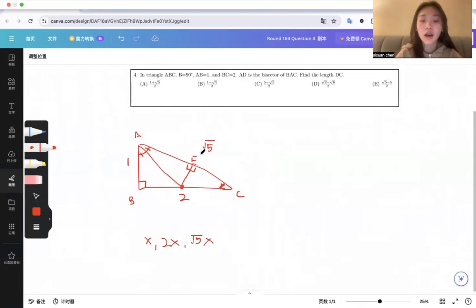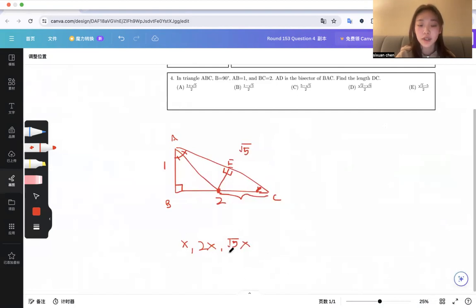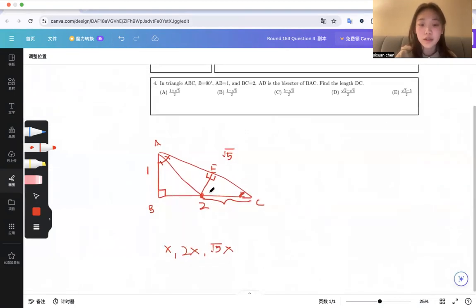So if we just figure out one of the side lengths of the smaller triangle, we get to figure out the length of DC, because by just figuring out one, we can figure out the two other lengths by just using this ratio right here. So what are some side lengths that we can figure out?